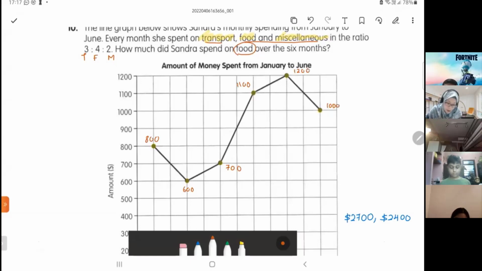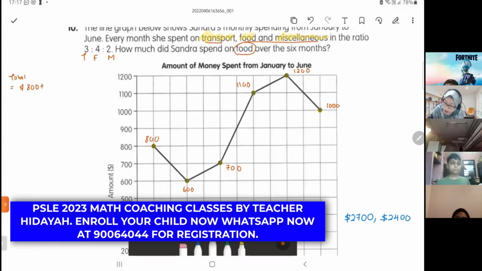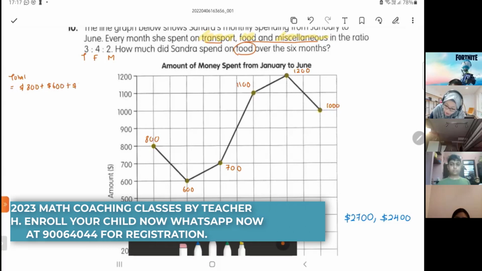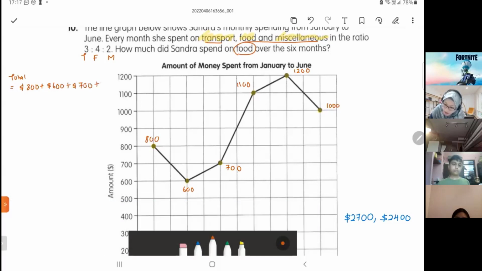Okay, next, what is the total amount she spent over the 6 months? So you find the total first. The total will be $800 plus $600 plus $700 plus $1100 plus $1200 plus $1,000. And when you add all these, you get $5,400.